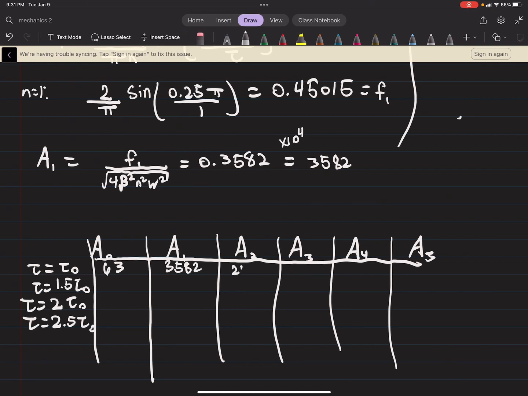And if you continued, you should get 27,501. Okay. And you can do this with the other taus as well. Again, you follow the same process to get these 4 values that we used to find A1.